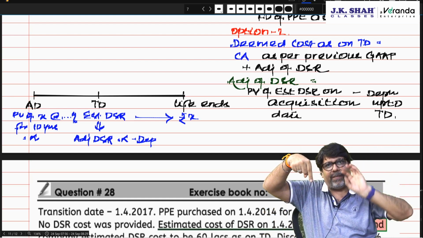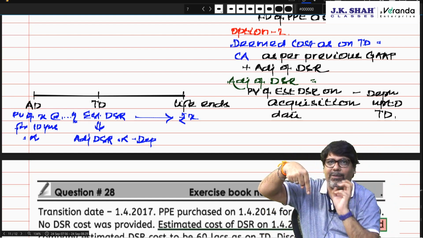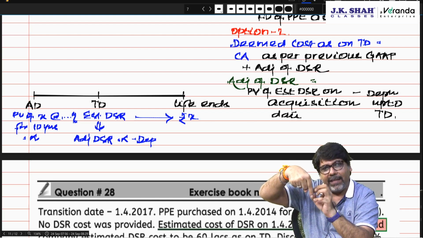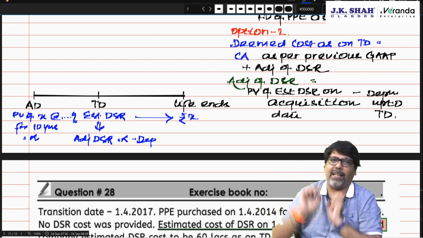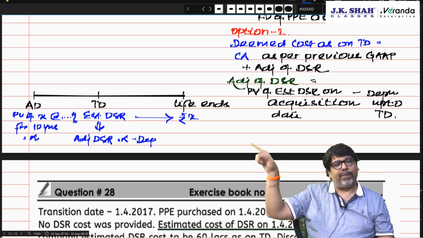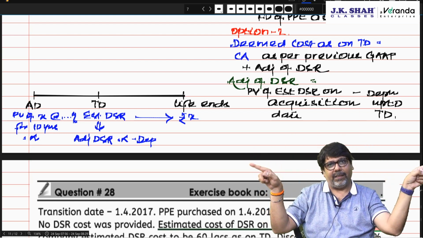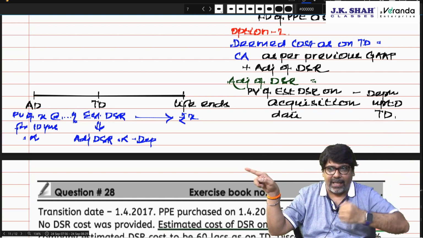Option 1, whatever is the fair value, that will be considered as deemed cost. Or whatever is the carrying amount as per old AS, add adjustment of DSR. How to find out the adjustment of DSR? Calculate whatever you are going to spend. Find out its present value as on the date of acquisition, at the rate as on the transition date.